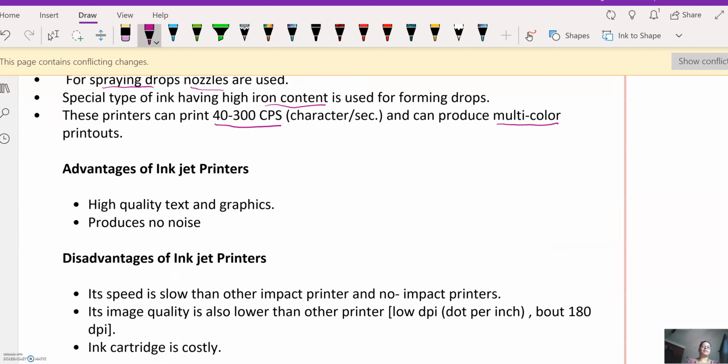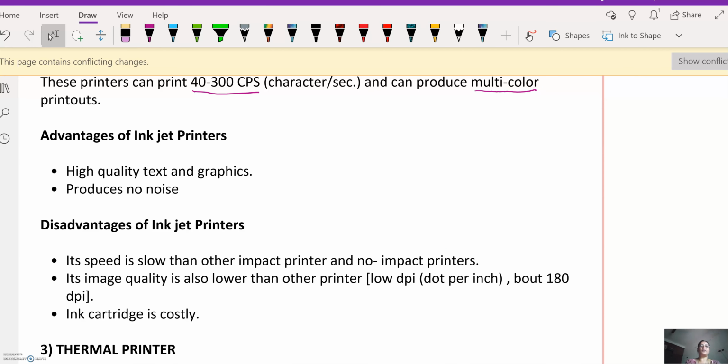Then coming to the advantages of inkjet printer, it is notable for its high quality text and also for the graphics, and of course it produces no noise. There is no concept of a hammer striking on the paper. It is only spraying the ink, so there is no noise with respect to inkjet printer. Coming to the disadvantages of inkjet printer, of course its speed is very slow compared to the other impact printers or the non-impact printers. But if you consider the quality of the image, it is going to be considerably okay.